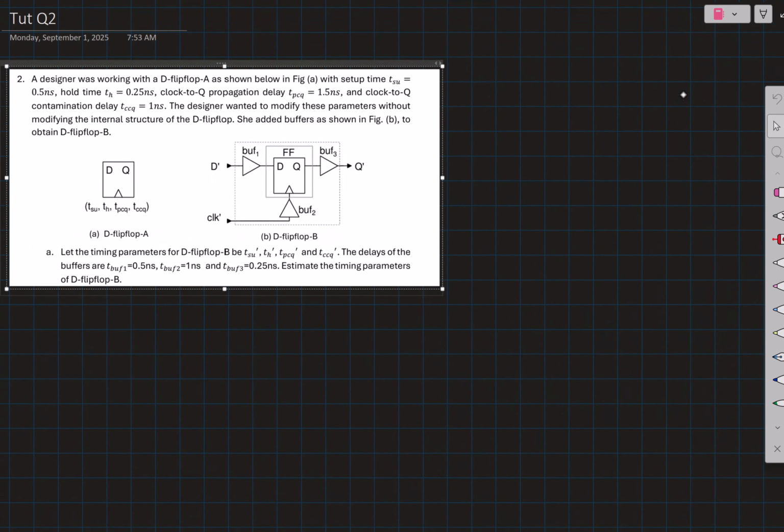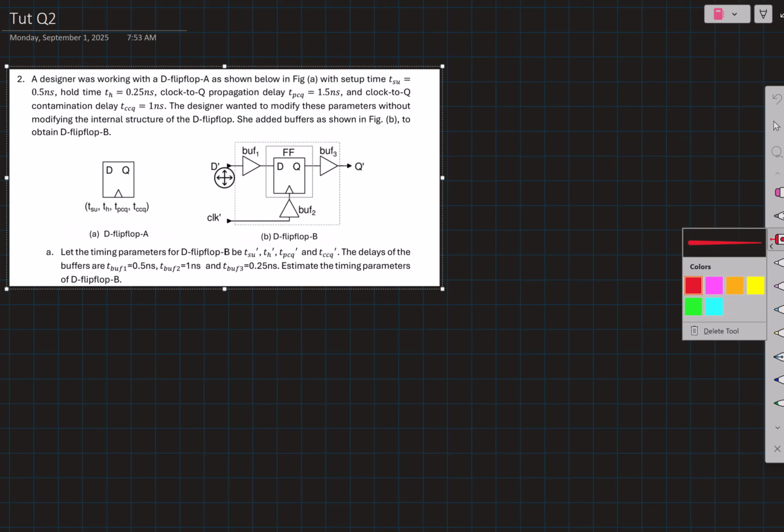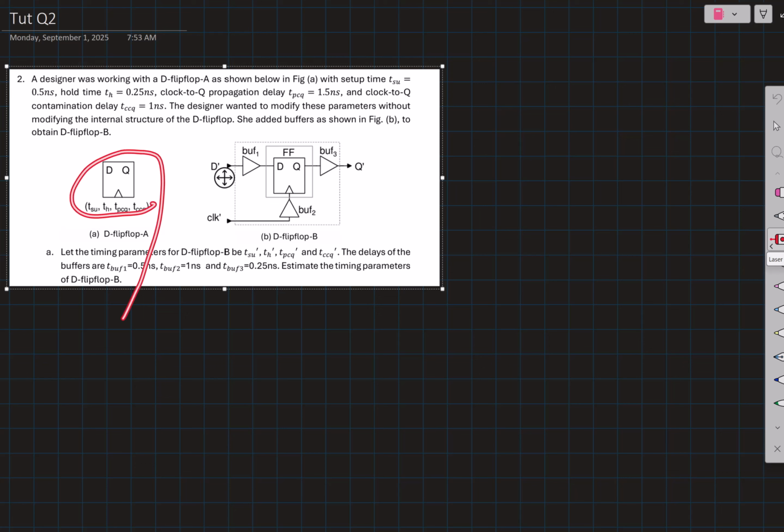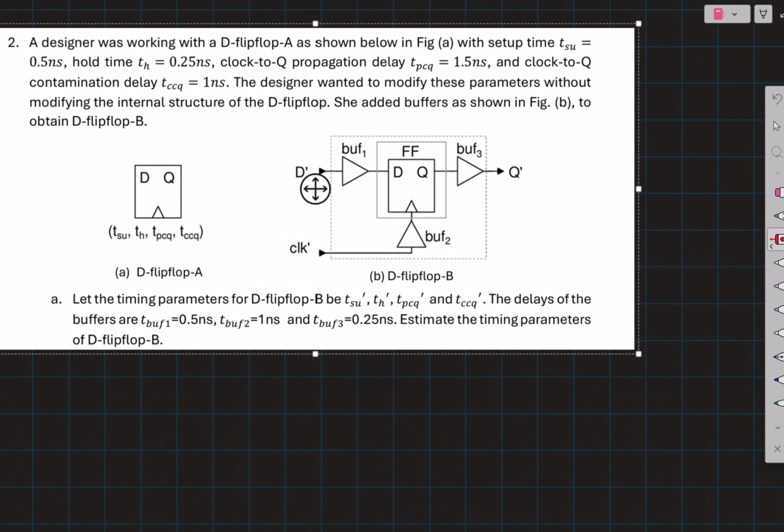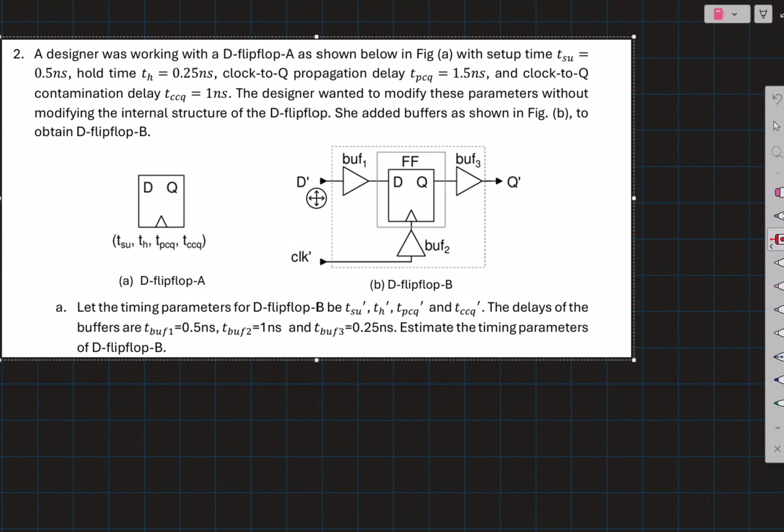This is E370, lecture 16. We can start with the second question in the tutorial sheet given to you. The question is actually very straightforward. You had a flip-flop which I called D flip-flop A. This had certain setup time, hold time constraints, and clock to Q propagation delay and clock to Q contamination delay associated with this flip-flop.